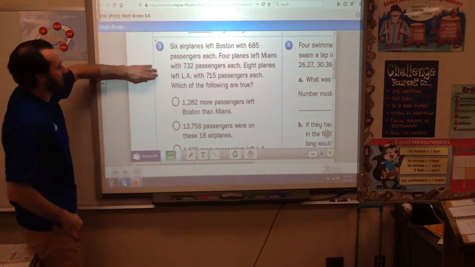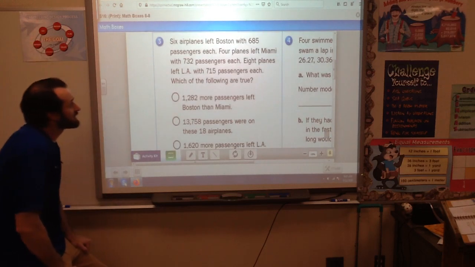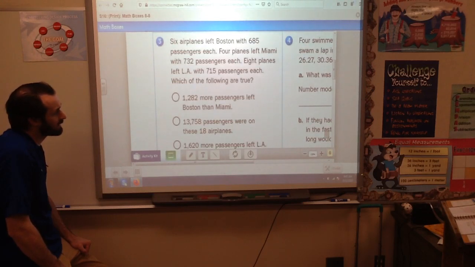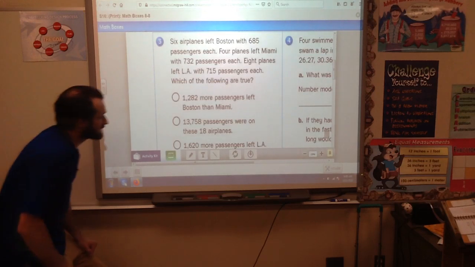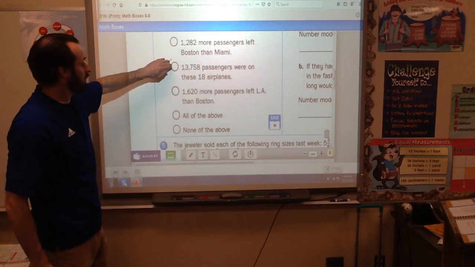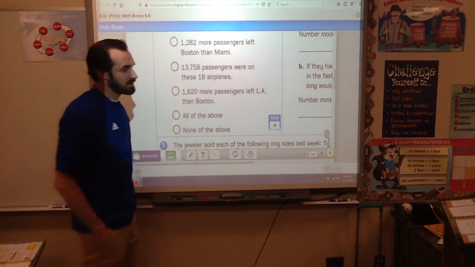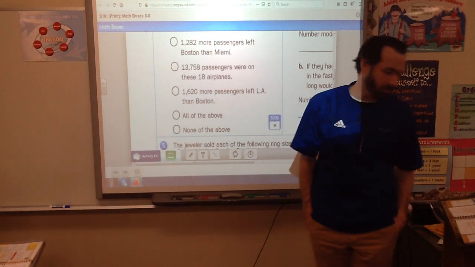Down here, 6 airplanes left Boston with 685 passengers each. 4 planes left Miami with 732 passengers each. 8 planes left LA with 715 passengers each. Which of the following are true? 1,282 more passengers left from Boston than Miami. 13,758 passengers were on these 18 planes. 1,620 more passengers left LA than Boston. All of the above or none of the above.